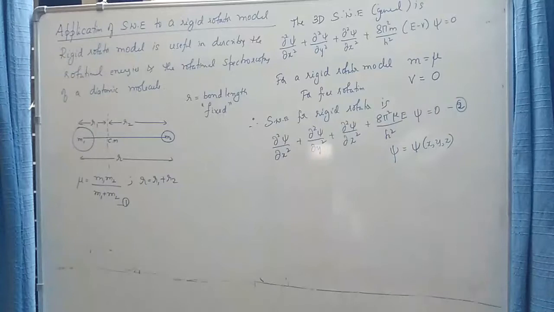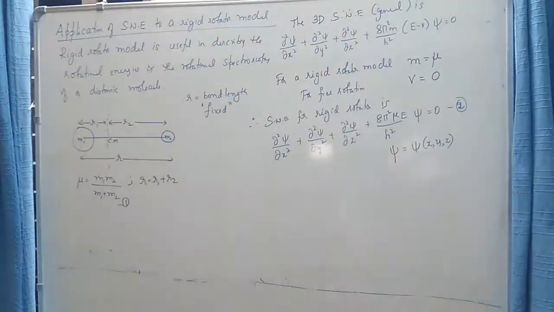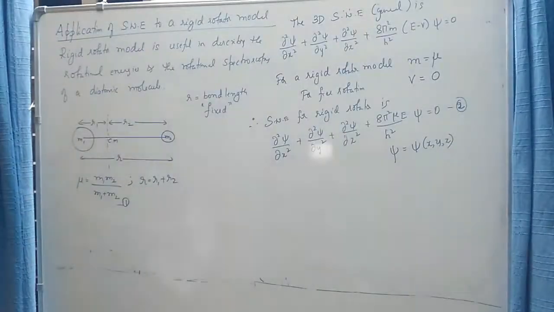Since the motion is a rotational motion, it is always better to express the position of the rotating particles in polar coordinates rather than in Cartesian coordinates. Cartesian coordinates are better suited for linear motion, whereas polar coordinates are suitable for rotational motion. So what are the important aspects of these polar coordinates?